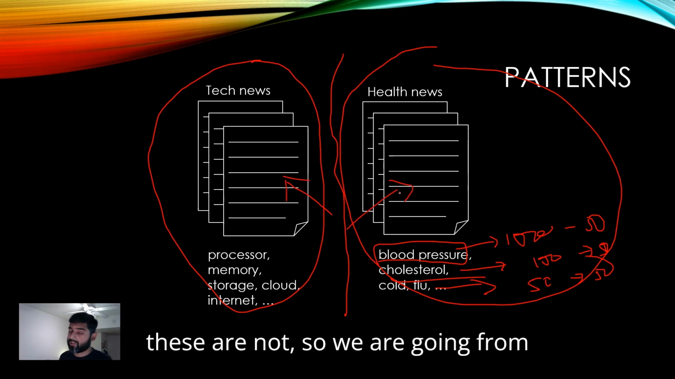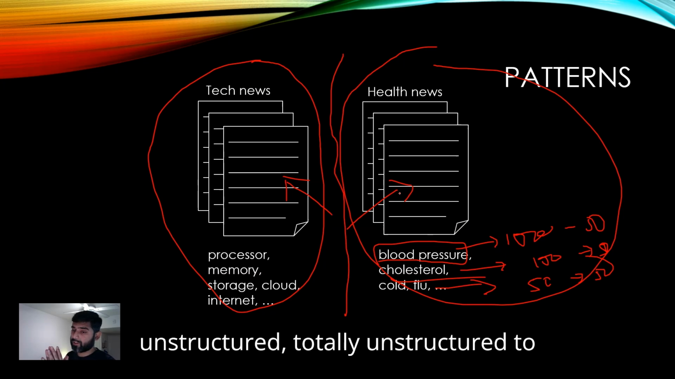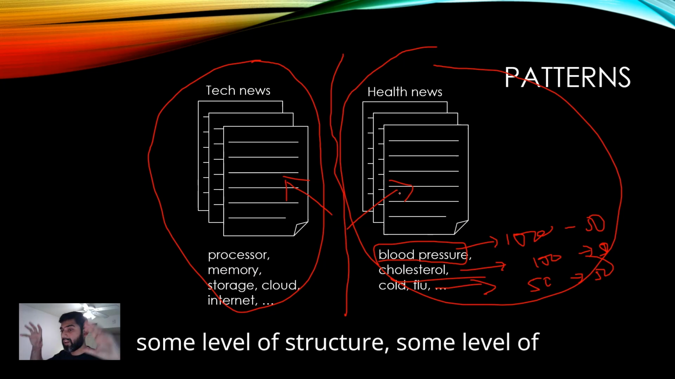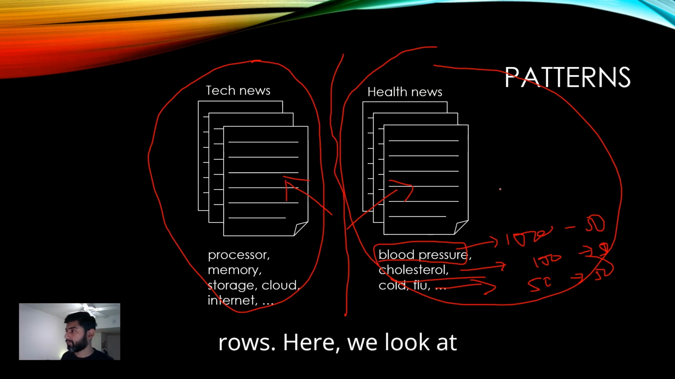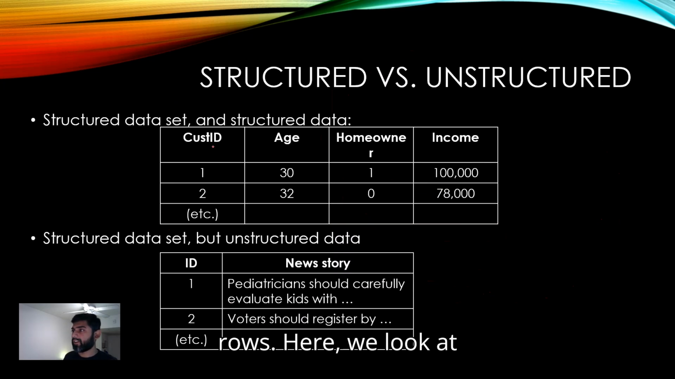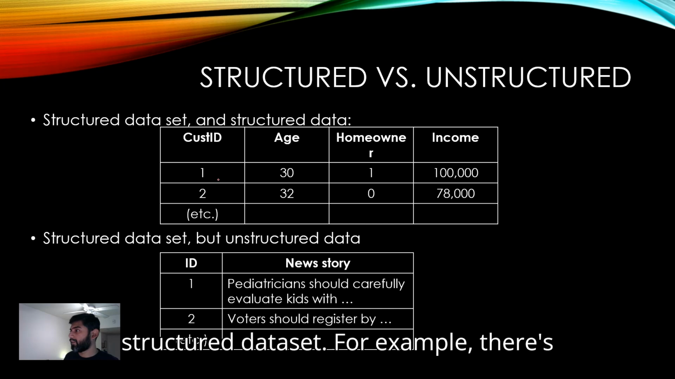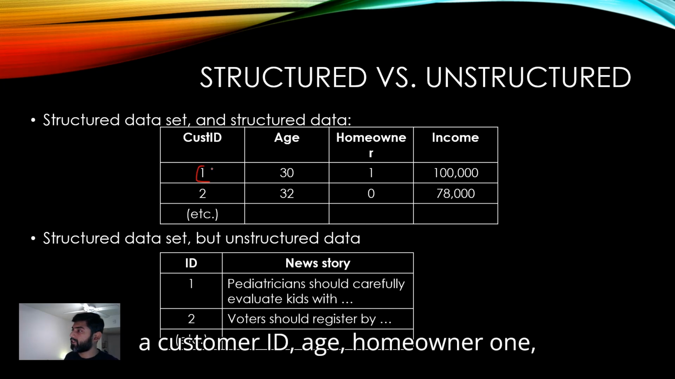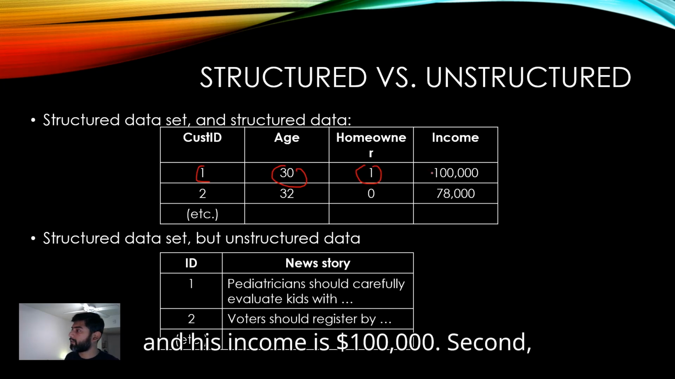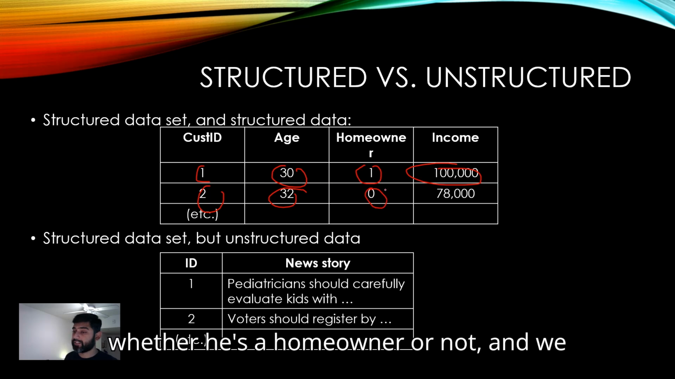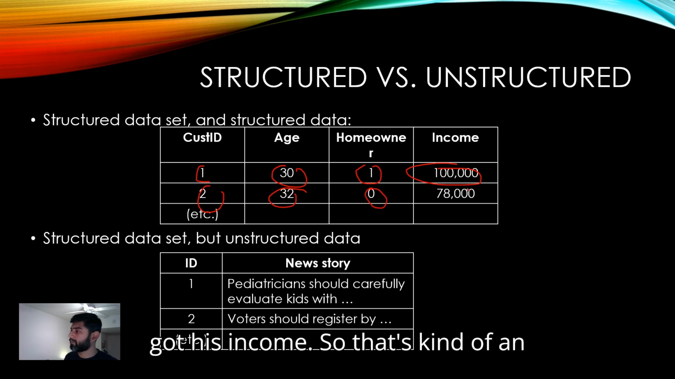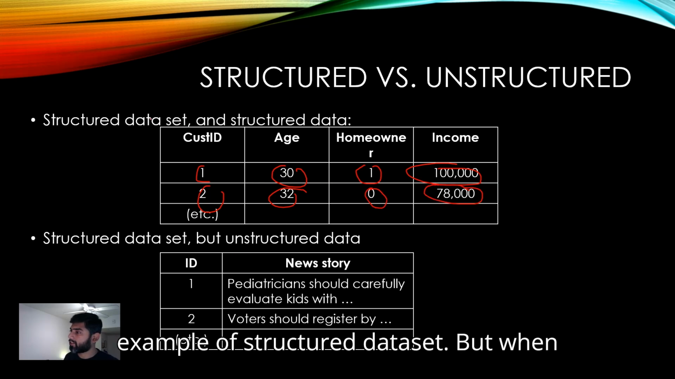So we are going from totally unstructured to some level of structure, some level of groupings in the documents or text or rows. Here we look at a structured data set. For example, there's a customer ID, age, homeowner, and income of $100,000. Second, we got the age, whether he's a homeowner or not, and his income. So that's an example of a structured data set.